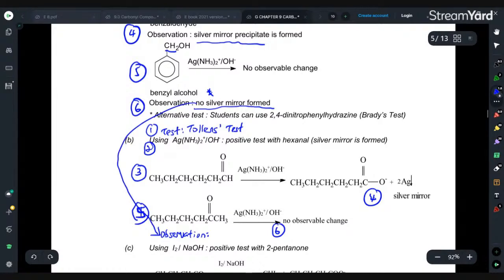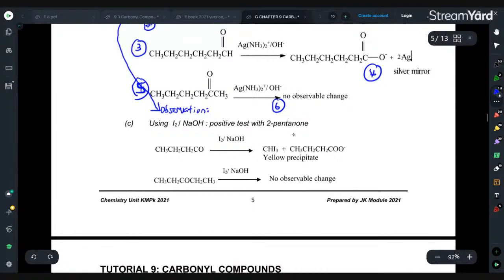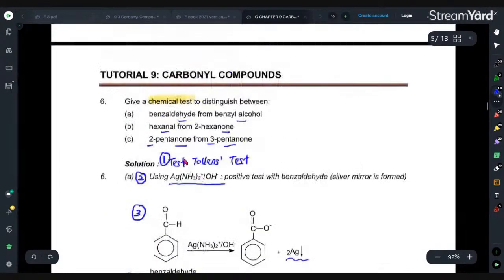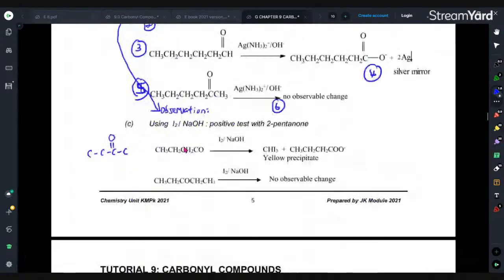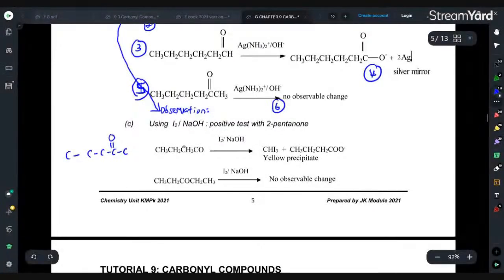Next, both are ketones. Now you check the structure. Ketone, 1, 2, 3, 4, double bond O. This is pentanone with 5 carbons. Here, 2-pentanone, position 2. Another one, 1, 2, 3, 4, 5, which is 3-pentanone. If you look clearly, there is a CH3 over here, meaning that this is a methyl carbonyl. So it will form a yellow precipitate, triiodomethane.